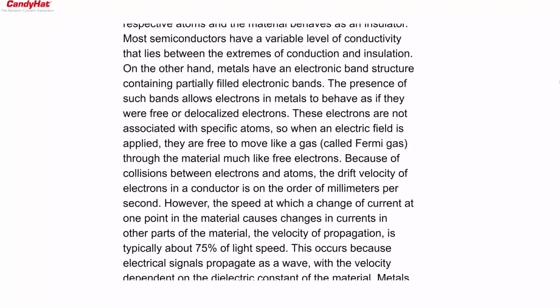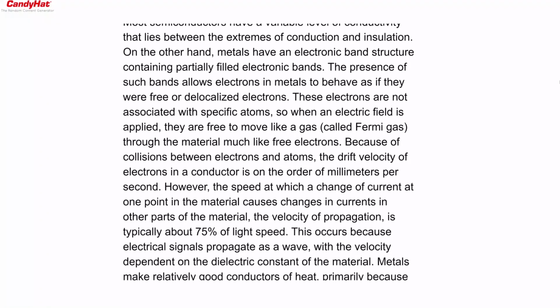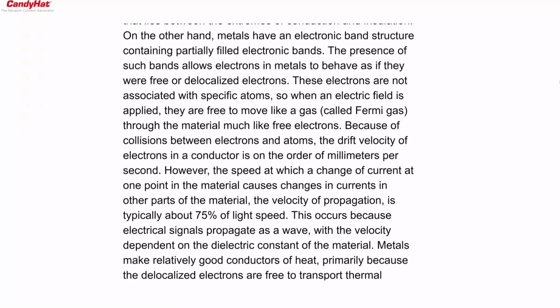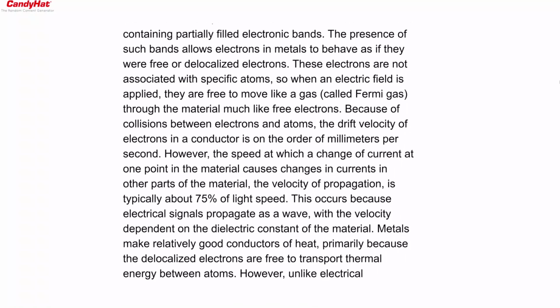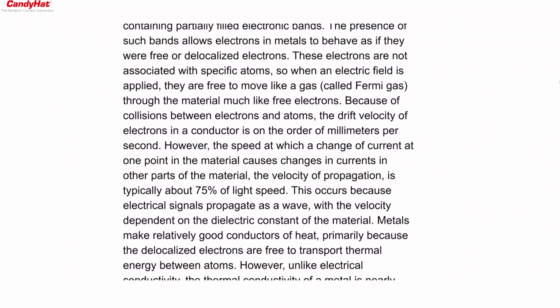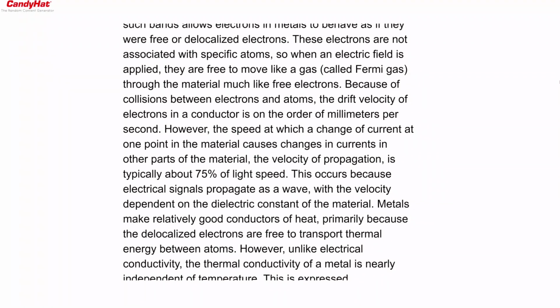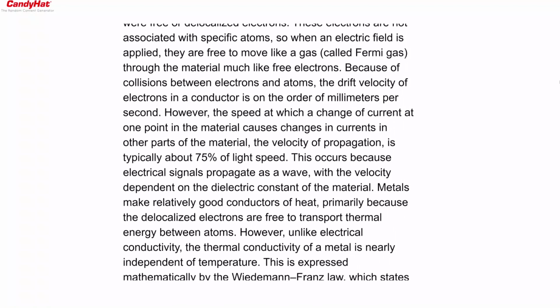On the other hand, metals have an electronic band structure containing partially filled electronic bands. The presence of such bands allows electrons in metals to behave as if they were free or delocalized electrons. These electrons are not associated with specific atoms, so when an electric field is applied, they are free to move like a gas, called Fermi gas, through the material much like free electrons.